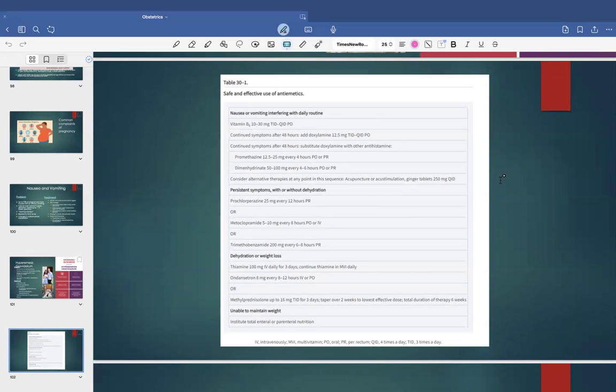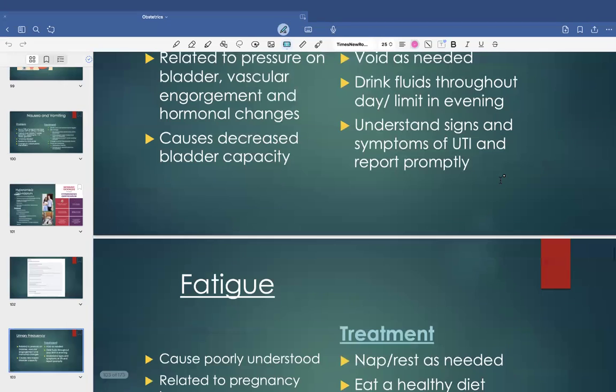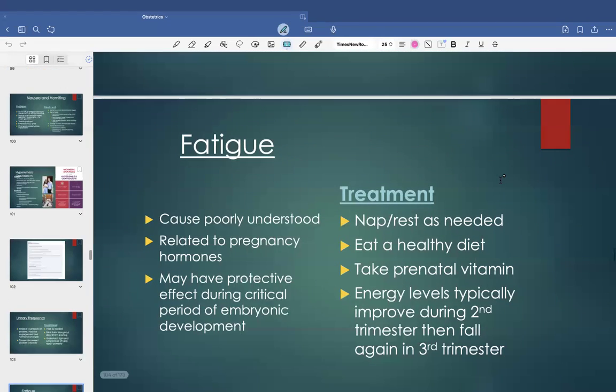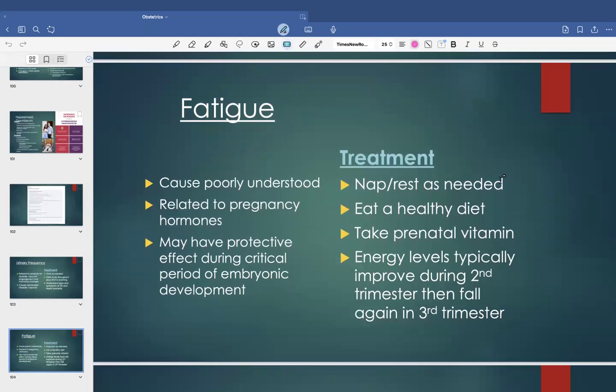Fatigue. I am tired. The cause of fatigue is poorly understood. They believe it's related to pregnancy hormones. It may have a protective effect during the critical period of embryonic development due to its potential role in reducing physical exertion and stress on the mother's body. Treatment, a nap is needed. I need a prescription for that. Eat a healthy diet. Take prenatal vitamins.